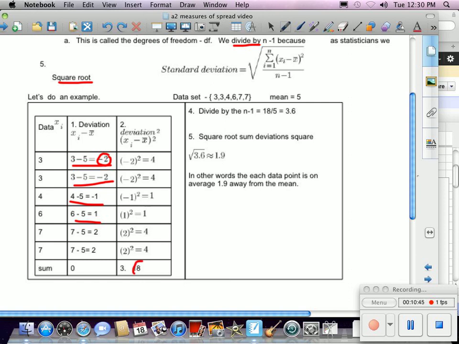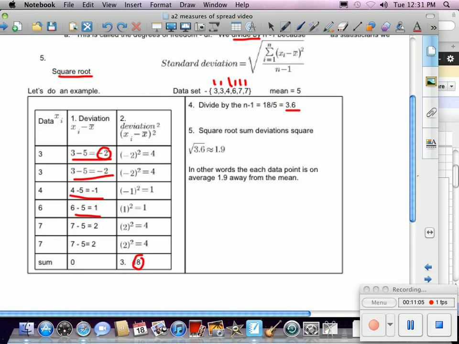All this adds up to 18. Okay? So then my next step is divide by n minus 1. So there were 1, 2, 3, 4, 5, 6 members of this data set. Okay, so I'm going to divide by 5. So 18 divided by 5 is 3.6.